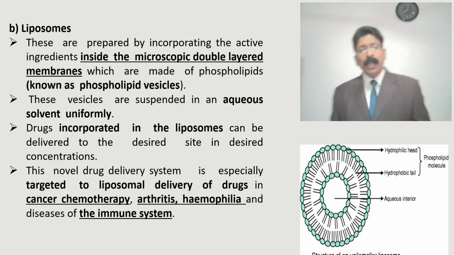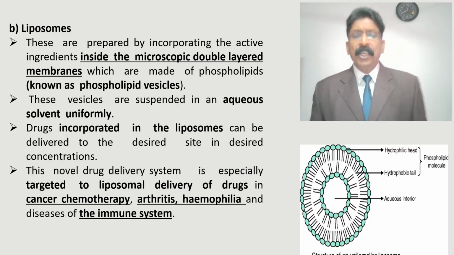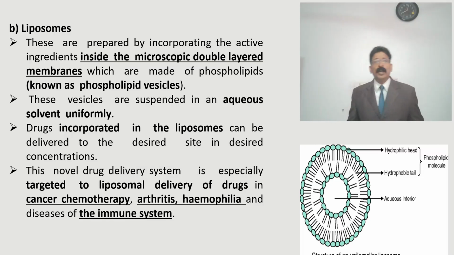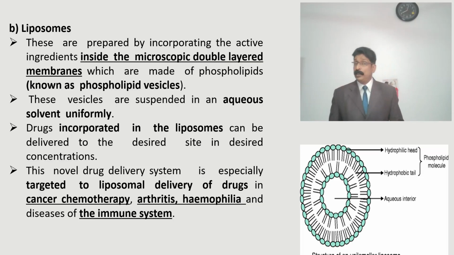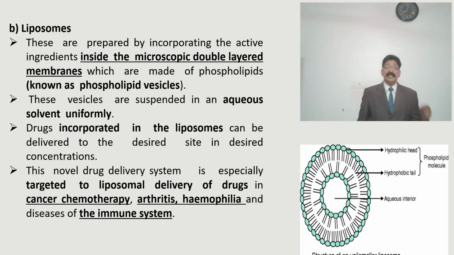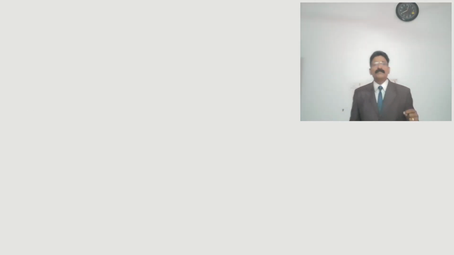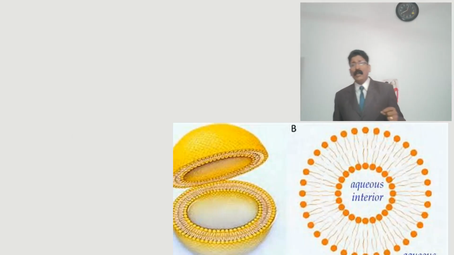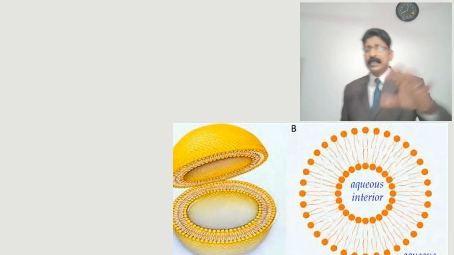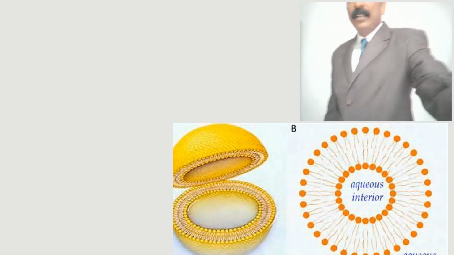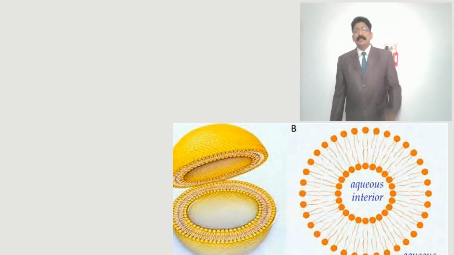This novel drug delivery system is especially targeted at the delivery of drugs in cancer chemotherapy, arthritis, hemophilia, and diseases of the immune system. You can see this aqueous interior phase and the aqueous external phase in the structure which I have shown there. It's interesting to know about them.